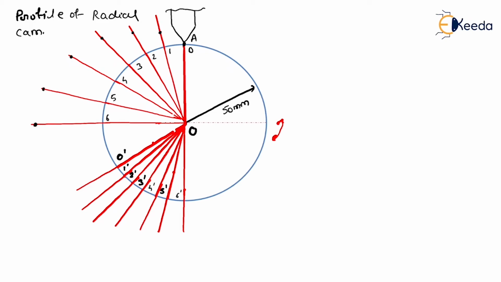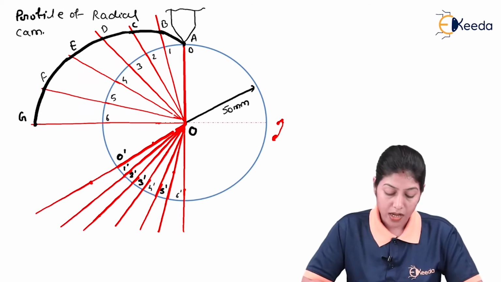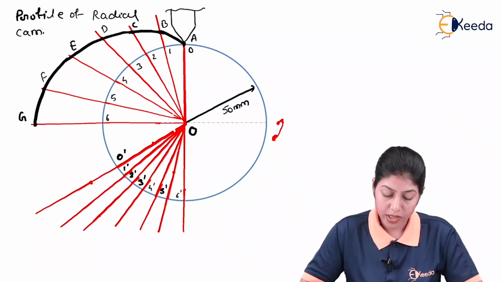So here we have marked these points as B, C, D, E, F, G. Now we will join all these points. So this is the profile of the outstroke for the radial cam. Now we will mark all the points over this return stroke.